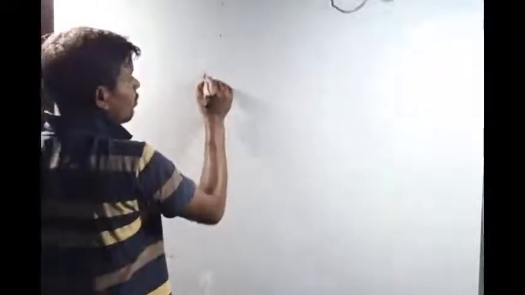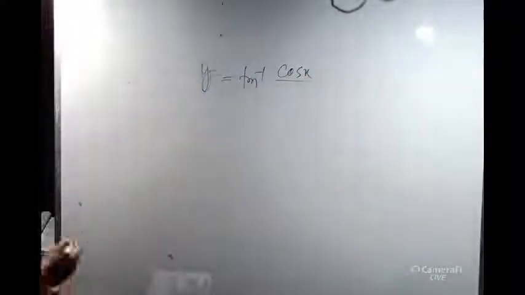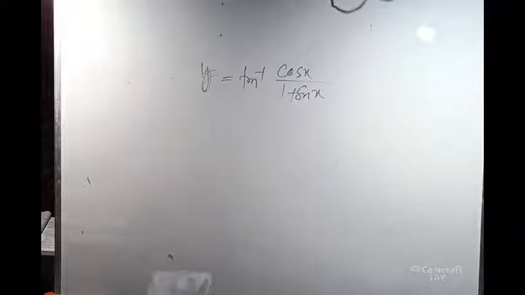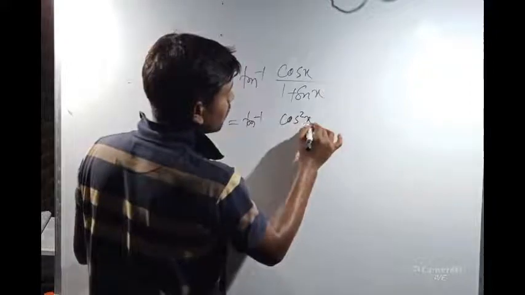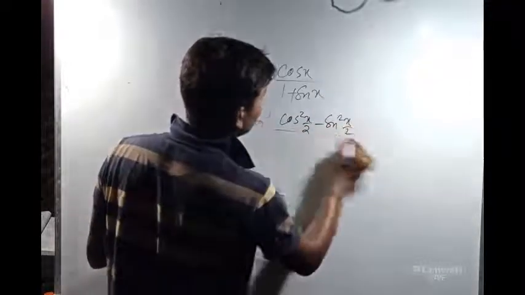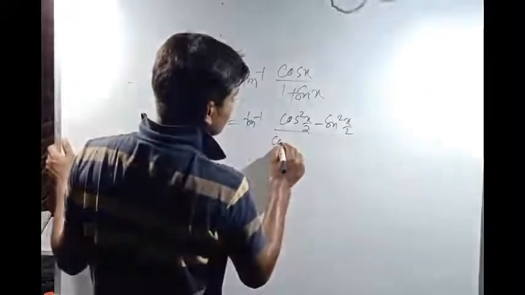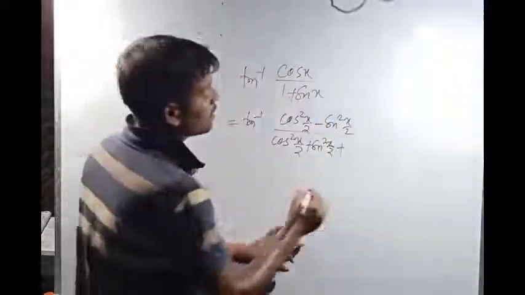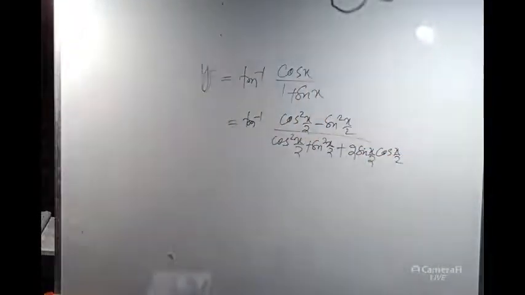y equals tan inverse of cos x by 1 plus sin x. Okay. Then tan inverse, cos x can be written as cos square x by 2 minus sin square x by 2, divided by this one. This one can be written as cos square x by 2 plus sin square x by 2, and this sin x can be written as 2 sin x by 2 cos x by 2. Okay.